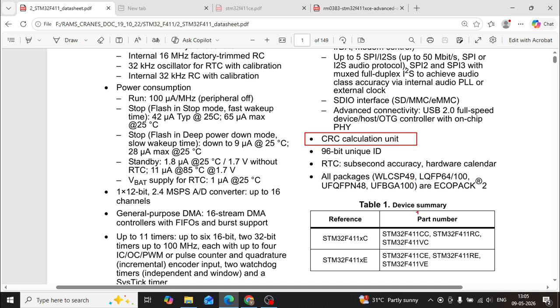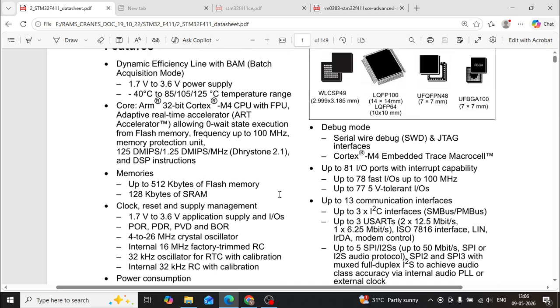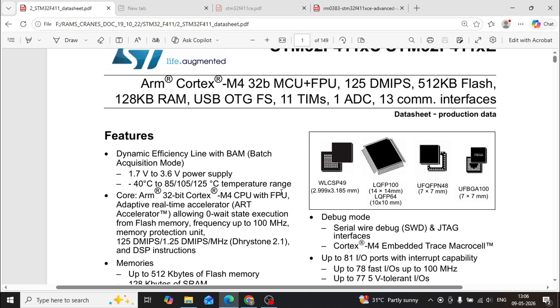So this is all about the features of your STM32 microcontroller. In upcoming videos, I'll be explaining the architecture of this microcontroller, and later on we will develop programs for different peripherals.